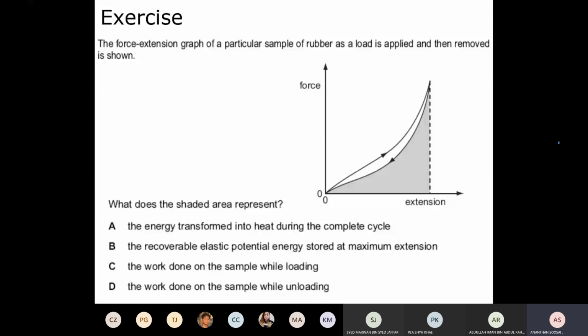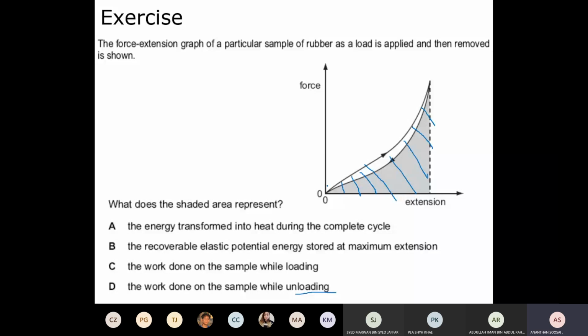The work done on the sample while loading. No. Work done on the sample while loading is the entire area of the above border. That is work done on the sample. See the work done on the sample while unloading. This shaded region is the energy involved when you do unloading, but not work done on the sample. You didn't do work on the sample because you are bringing it back to the original length. When it's brought back to the original length, the body loses potential energy.